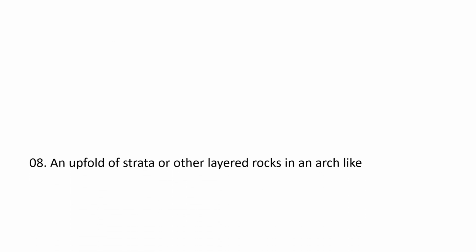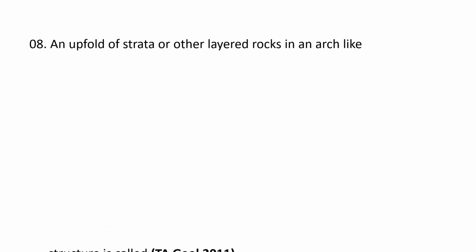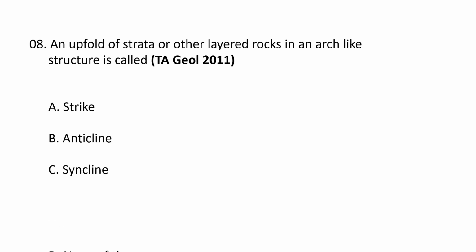Next question. An upfold of strata or other layered rocks in an arch-like structure is called: A. strike, B. anticline, C. syncline, D. none of these. The correct option is B, anticline. An upfold of layered rocks in an arch-like structure is called an anticline. Anticlines are a type of fold in the Earth's crust that are created when rocks are compressed by plate tectonics. So B, anticline, is the correct option.